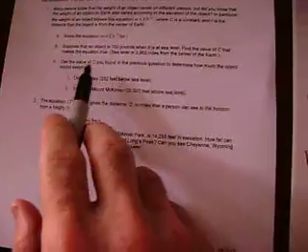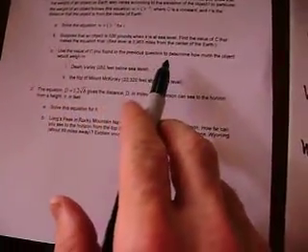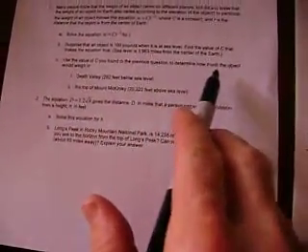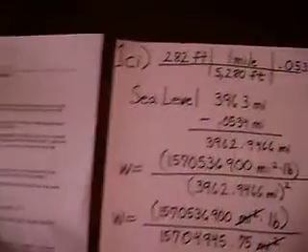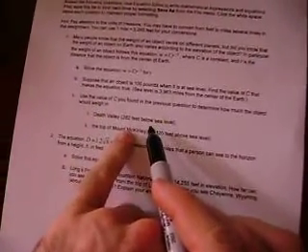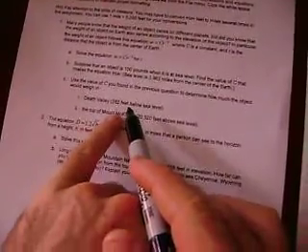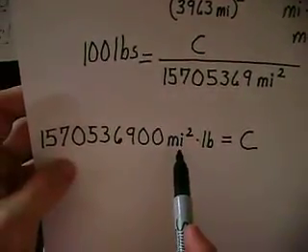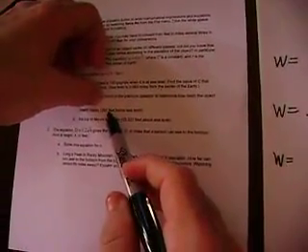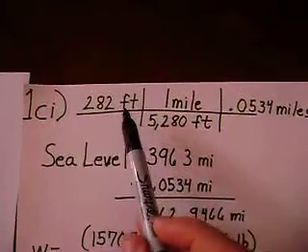Next they say use the value of C that you found in the previous question to determine how much the object would weigh in Death Valley. Death Valley is 282 feet below sea level. Since our constant C is in the units of miles squared, we are also going to have to convert this 282 feet to how big that is in miles. So that's what I did right here.